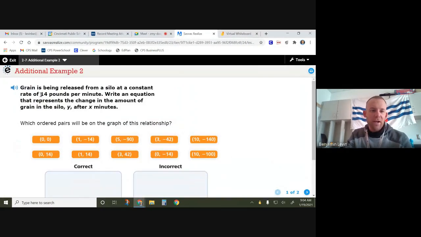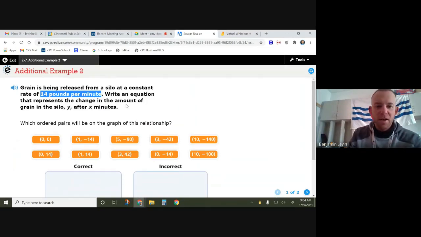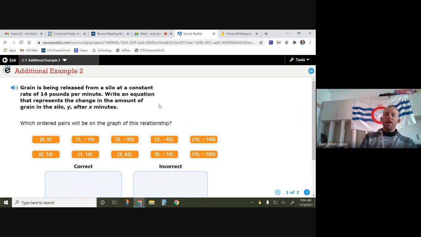Grain is being released at a rate of 14 pounds per minute. Write an equation that represents the change in the amount of grain Y after X minutes. So again, we are going to write an equation in the form Y equals mx. Grain is being released. First off, let's figure out, is that going to be positive or negative? Grain is being released from the silo.